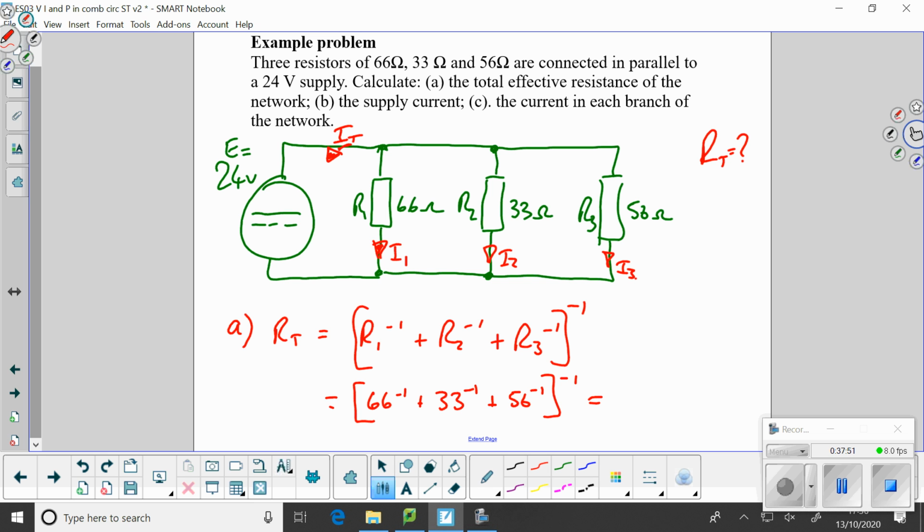Exactly. 15.8 ohms. Okay. What's my check that that's right ballpark? It's smaller than the smallest in the parallel network. Yeah. So that's lower than 33. So that gives us a reasonable idea that it's right. So RT is 15.8 ohms.